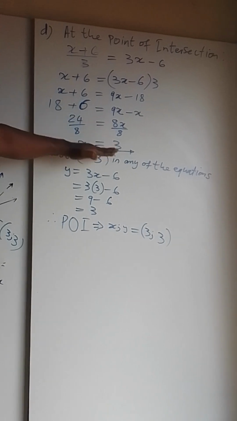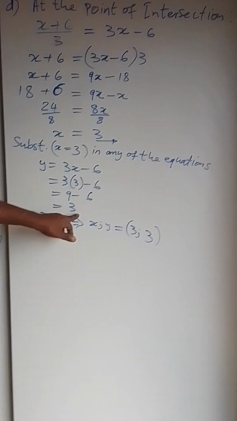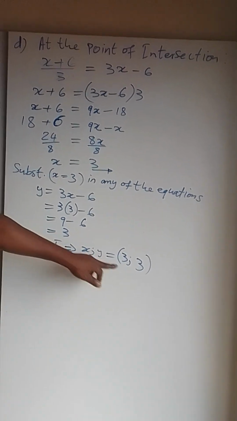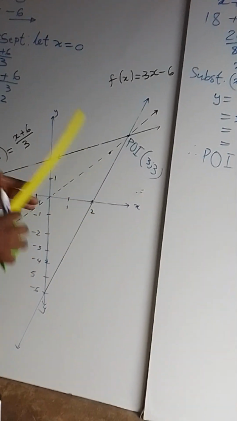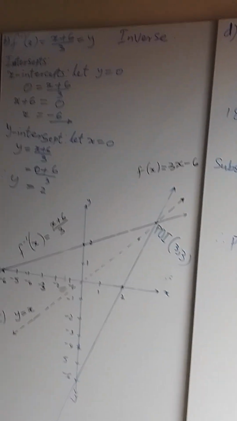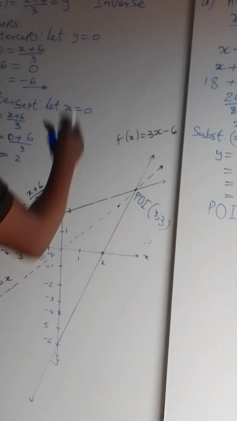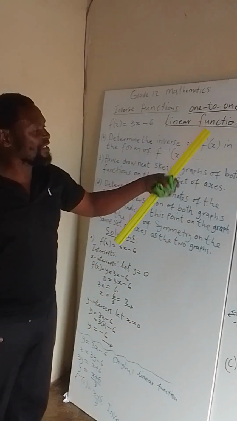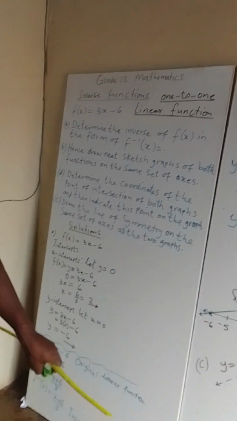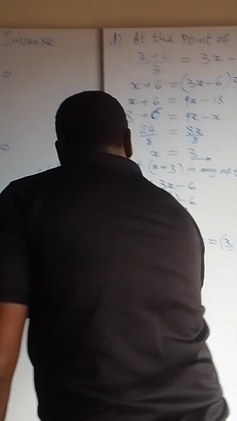You come out to find the value of x first. The value of x is 3. You substitute this 3 into any of the equations. You find that the y value is that. Then you plot it. They want to see it on the graph. This is all that is required of you. Now the next video we are going to go for the parabola. This is the one-to-one linear function. The one-to-one linear function is all that is required of you. Then we are coming for the parabola.